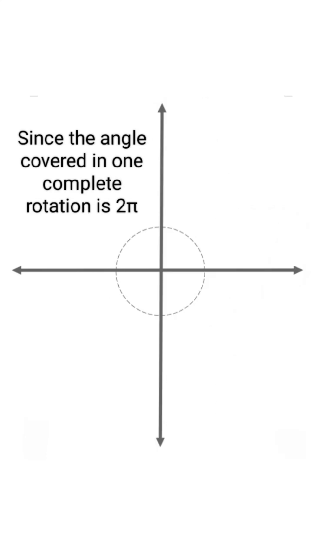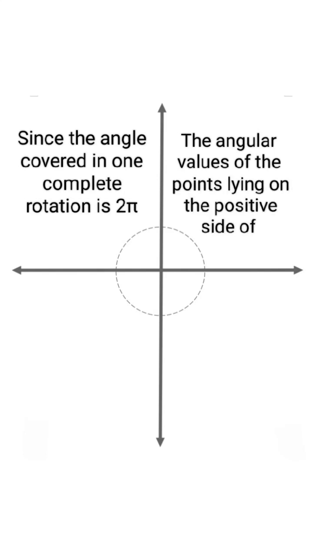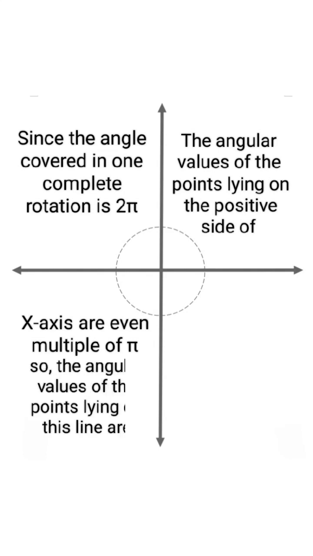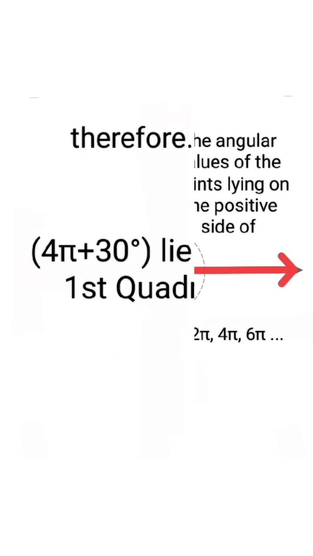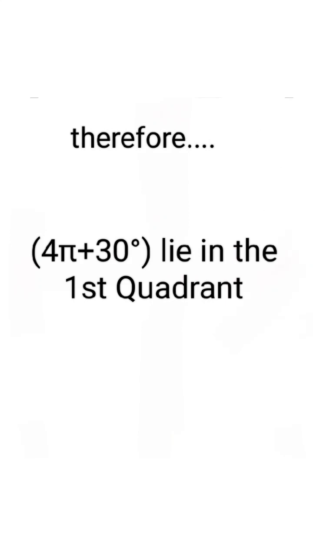Now, since the angle covered in one complete rotation is 2 pi, the angular values of the points lying on the positive side of x-axis are even multiples of pi. So, the angular values of the points lying on this line are 0, 2 pi, 4 pi, 6 pi and so on. Therefore, 4 pi plus 30 degree lies in the first quadrant.